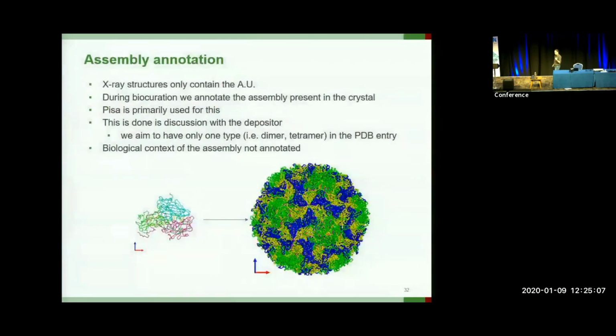We also annotate assemblies. So we take your AU and we expand it. We do this using PISA and discussion with the depositors. And the aim is to have one assembly type per PDB entry. So if you have hemoglobin, it should be a tetramer, things like that. We don't have all of the smaller ones, and that's the aim. But what we don't annotate is the biological context of this.